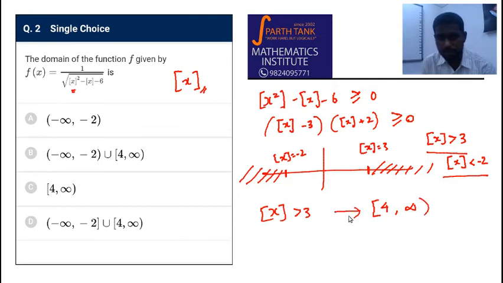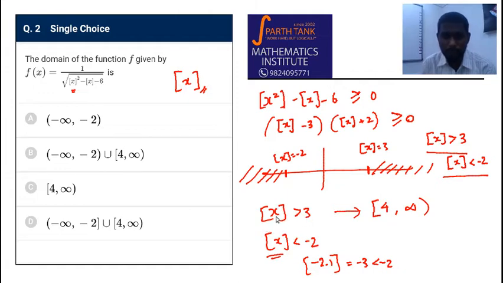So this is this. And floor of x less than minus 2 will start from, for example, minus 2.1, floor of which is minus 3, which is less than minus 2. So any number less than minus 2 is going to satisfy this, but any number greater than 3 won't satisfy this, because if you take 3.1, floor of 3.1 is equal to 3, and that would violate this condition.